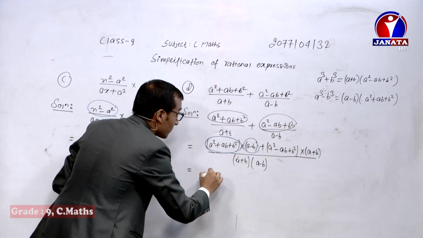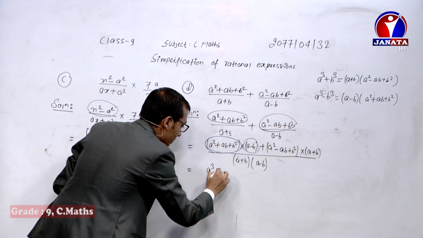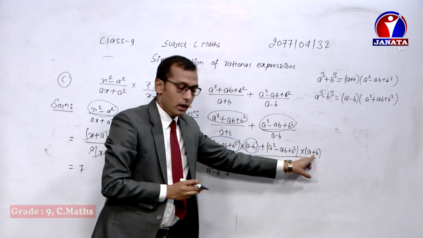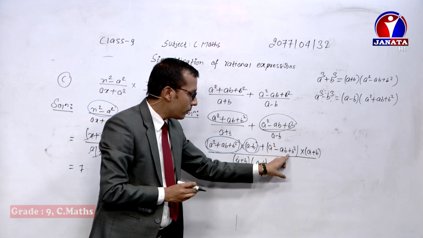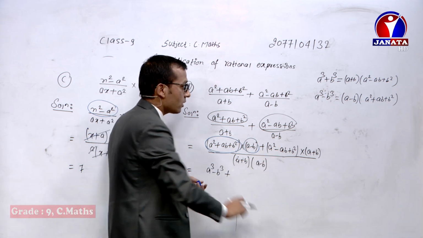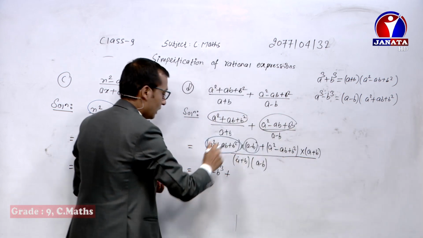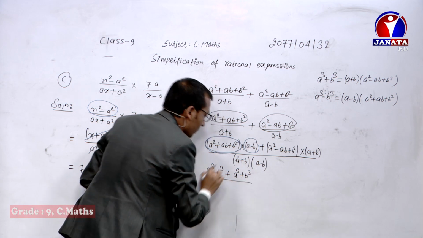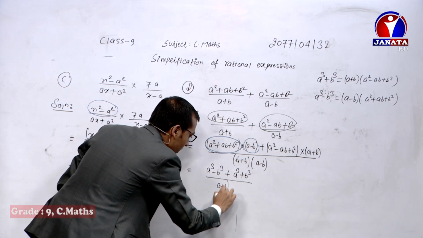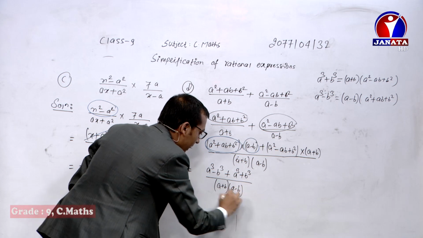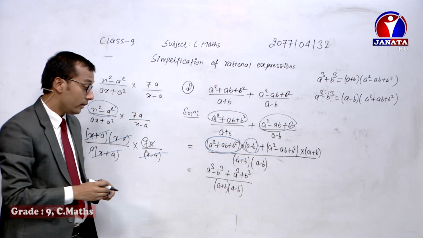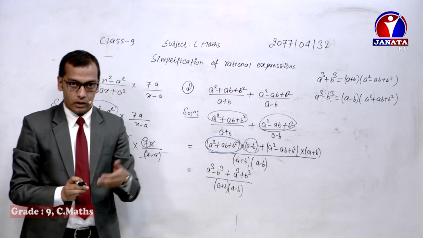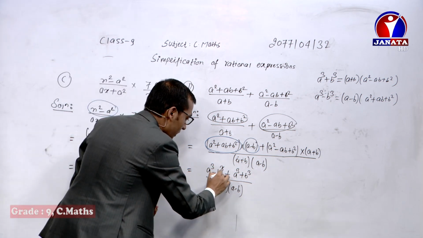We know this. So a cube minus b cube plus a plus b times a square minus ab plus b square. So these two are the factors of, again, a cube plus b cube. So we can write a cube plus b cube over a plus b times a minus b. This is the LCM, and same. We can see negative b cube and positive b cube. We can cancel this negative and positive.